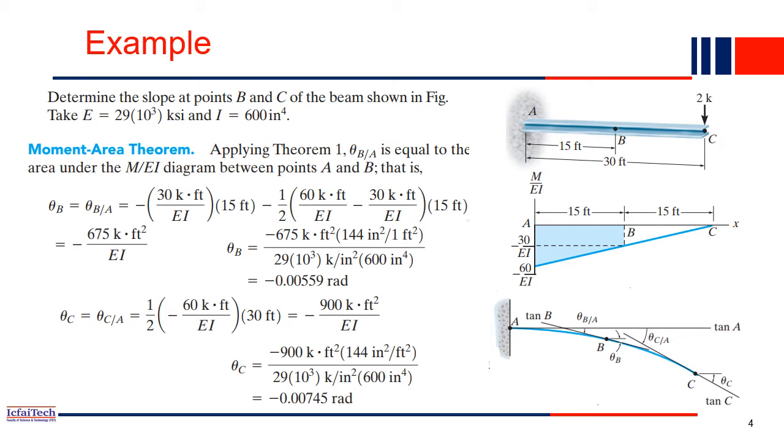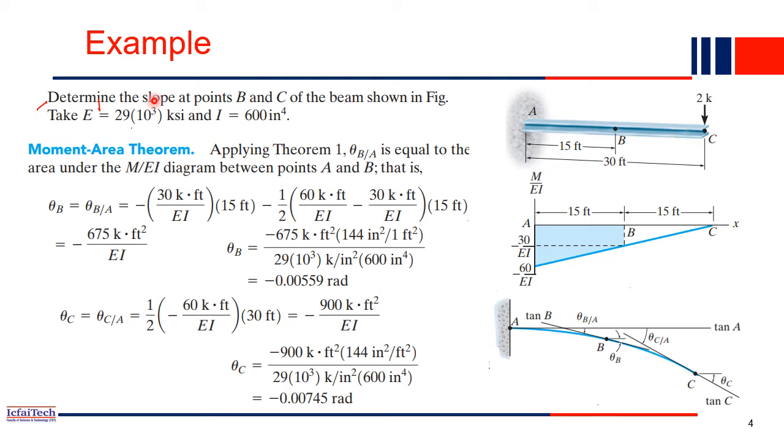So what is the question here? Question is: determine the slope at points B and C of a beam shown in the figure. So this is the figure. You are asked to find out what is the slope at B and C. So this is a cantilever beam, right? Cantilever beam means one end is fixed, another end is free, and the 2K load is acting on it. After application of the load, what will happen? Your beam will buckle. So this is the buckled shape, something you can draw here, and 2K is acting here.